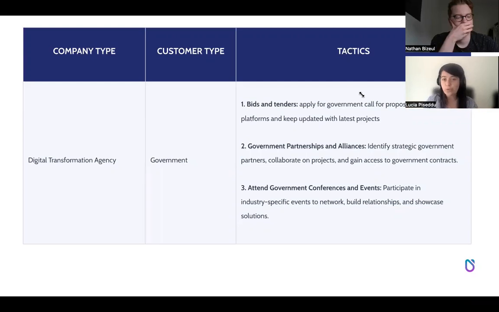And the other thing we could do would be to attend government conferences and events, right? Why? Because these enable us to network, build relationships, and then use these connections to propose our solution to these government clients. Now, again, if we look purely at a digital transformation agency that works with government, our main strategy should really be focused on building relationships, forming collaborations and partnerships, and of course, using bids and tenders. We're not going to use marketing.